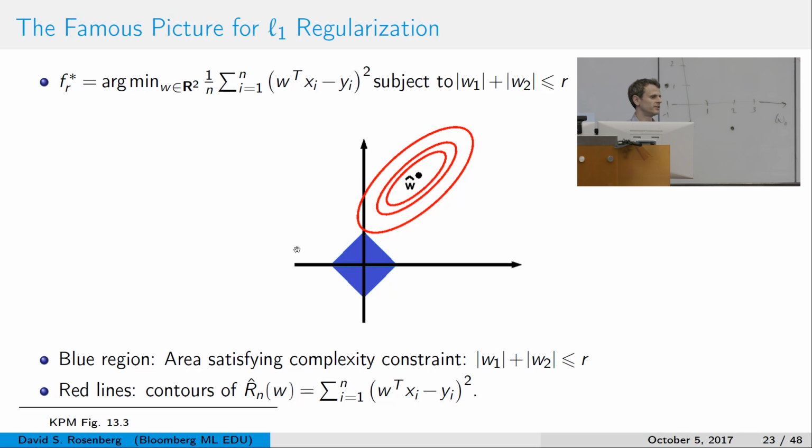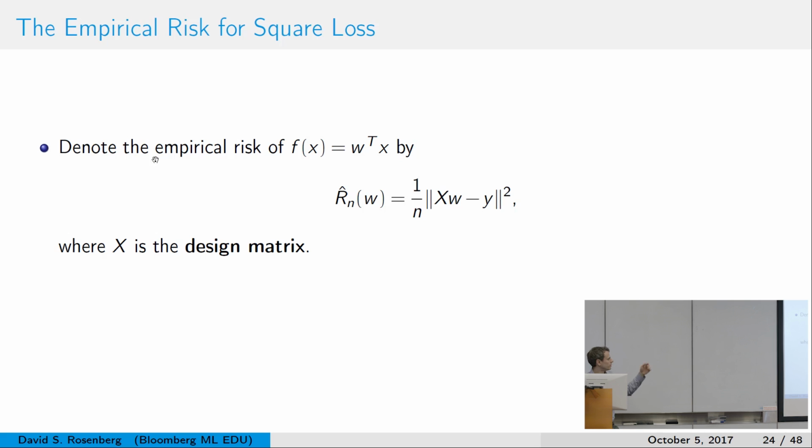So there's a few details here. One is, why are these ellipses? I just drew some. Why did I draw ellipses here? And the other is, yes, the picture shows ellipses hitting a corner, which is sparse, right? But why should that happen in general? So two kind of open questions here. We can rewrite this empirical risk in terms of matrices and vectors, as we've talked about before.